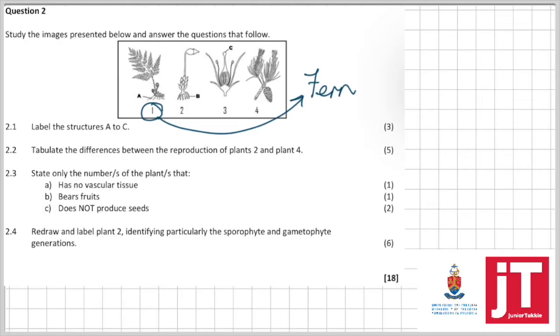Second picture, there's a label B. Third picture, we've got a label C. And then we aren't asked any labels for the last one, but we can see clearly that there are cones present on that part of the plant. So yeah, question 2.1 says to us, label structures A to C.